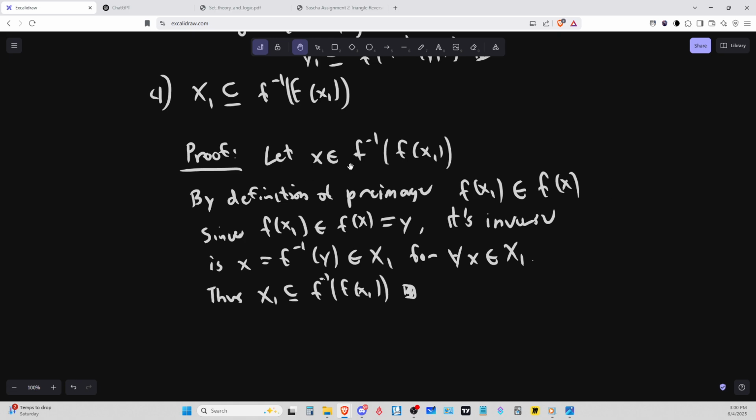Let's see. Let x be an element of this. By definition of the pre-image, right? We got this and this. So since it is an element and it is equal to y, its inverse is, for all of x, an element of f of x.